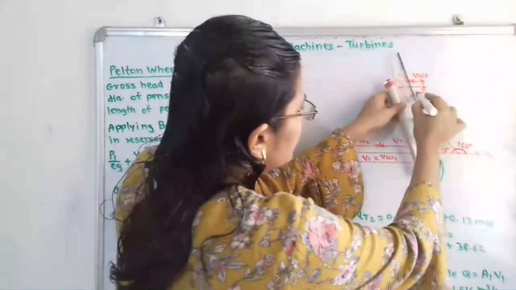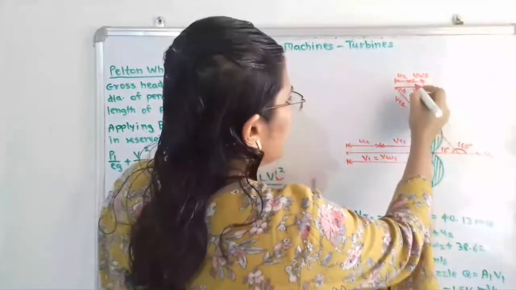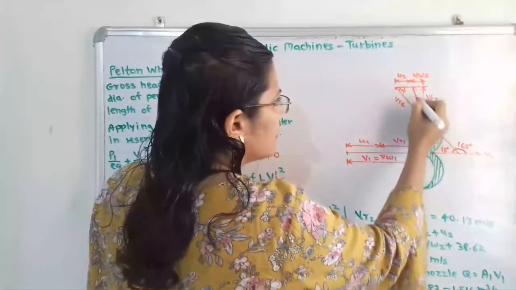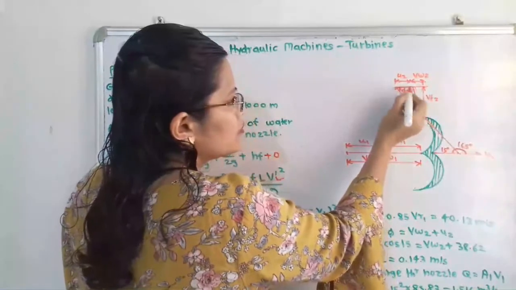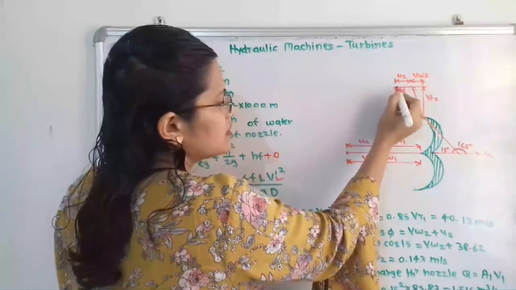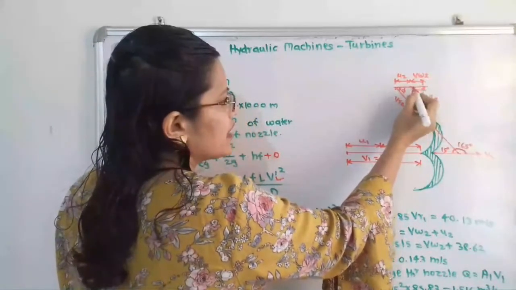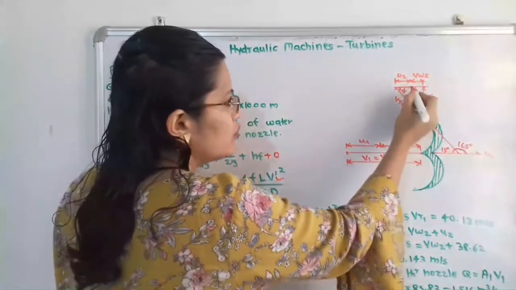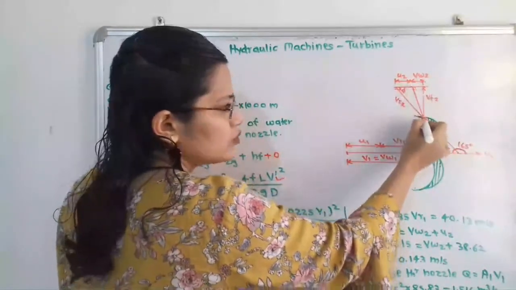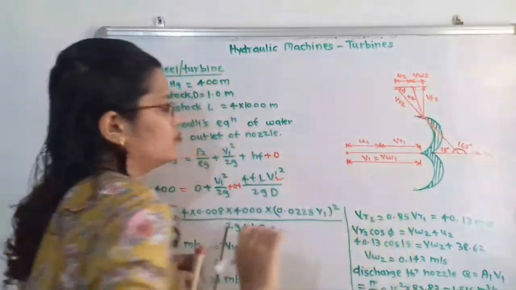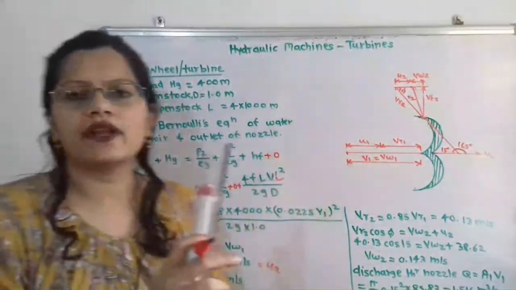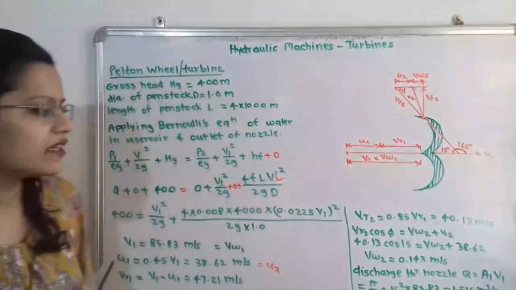So I will complete this velocity diagram. Here is the point for u2. From this first distance, this is known as u2, and the second distance is known as Vw2. For this point we join the outlet tip, and this is known as V2. In this way the velocity triangle diagram is getting completed.